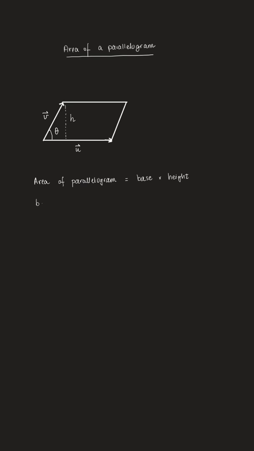Here we have that the base of this parallelogram is going to be the magnitude of vector u, the length of vector u, and the height is going to be what we've just called h. But if you notice in our diagram, we have a right triangle. And anytime we have a right triangle and an angle, we can think about those trigonometric relationships. So we know here that the sine of theta is equal to the height divided by the magnitude of vector v.